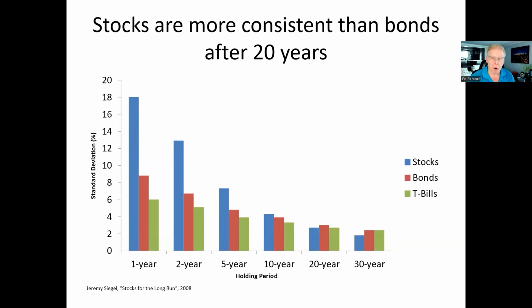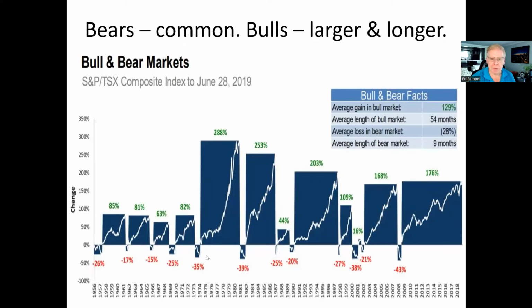So we can more accurately predict where the stock market will be after inflation 30 years from now than the bond market. And that's why having your money in stocks is more reliable than bonds over a 30-year period. So, stocks are not more reliable short-term, 1 or 2 years, but they are more reliable over 20 or 30 years.